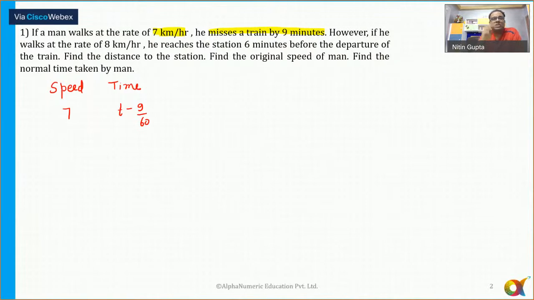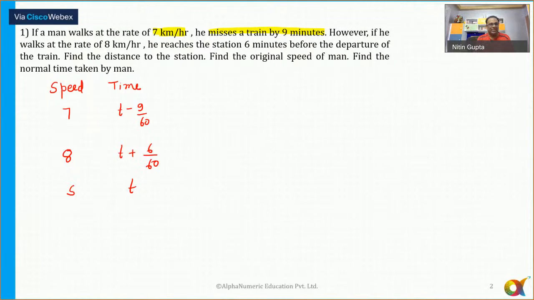However, if he walks at the rate of 8 kilometer per hour, he reaches the station 6 minutes before the departure. So he reaches early, 6 minutes before. So I can say t plus 6 by 60. Or if he travels with the normal speed s, let's say the time taken is equal to t. We need to find out the distance to the station, the original speed of the man, and the normal time taken by the man if he travels with his original speed.